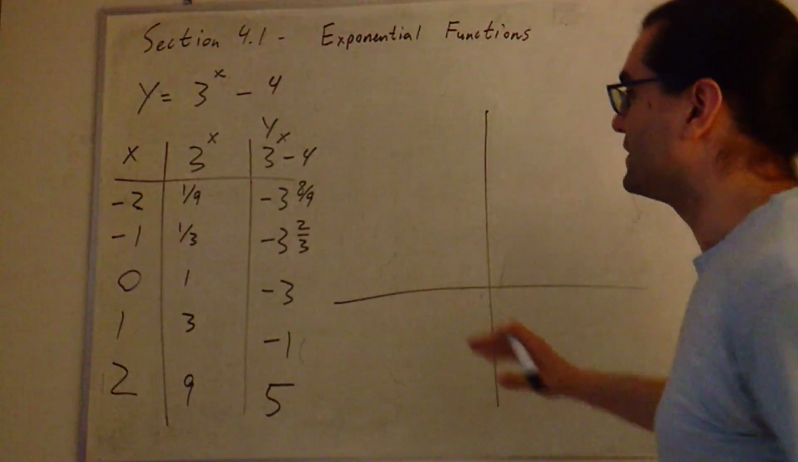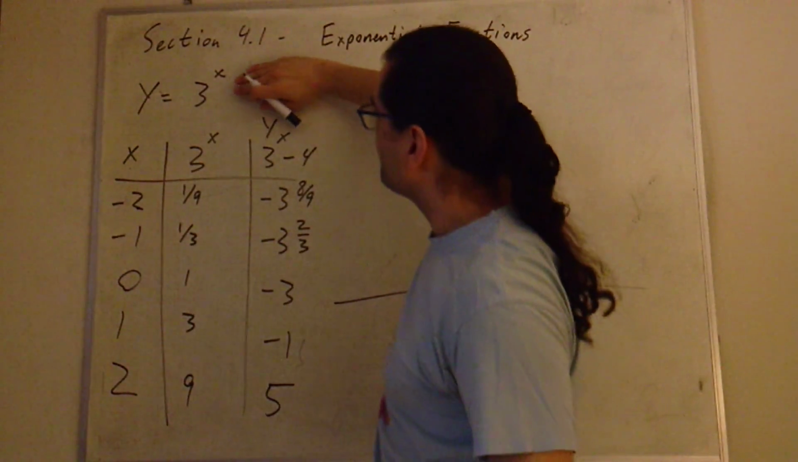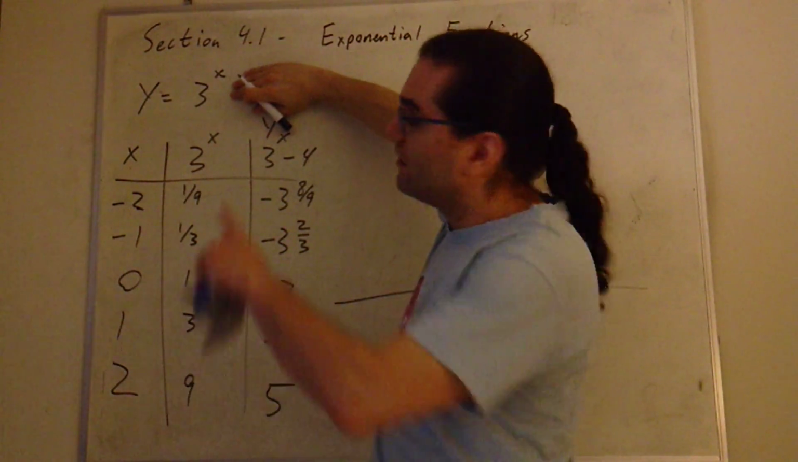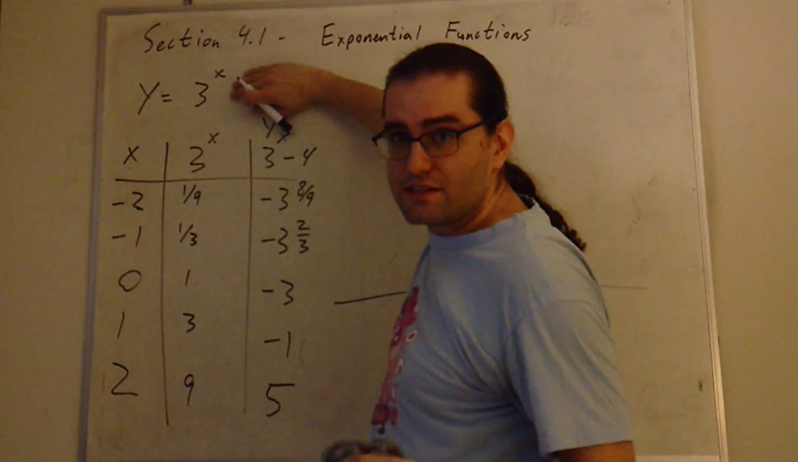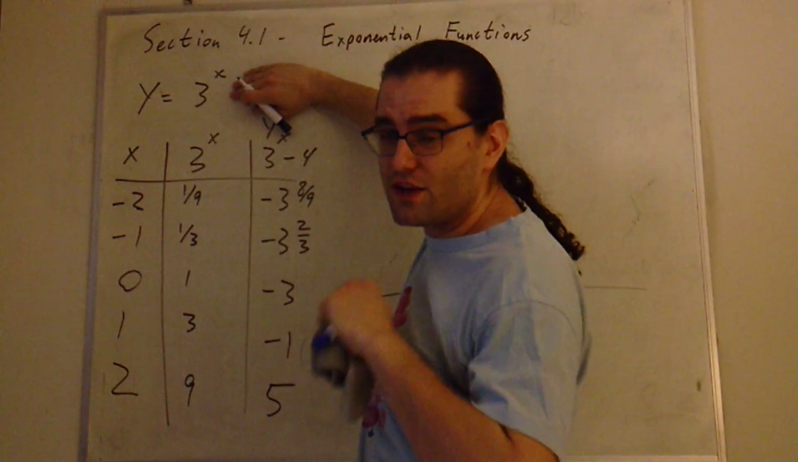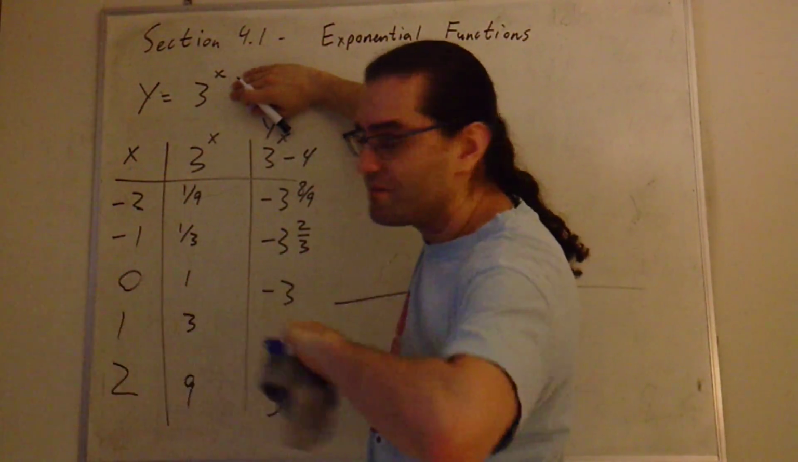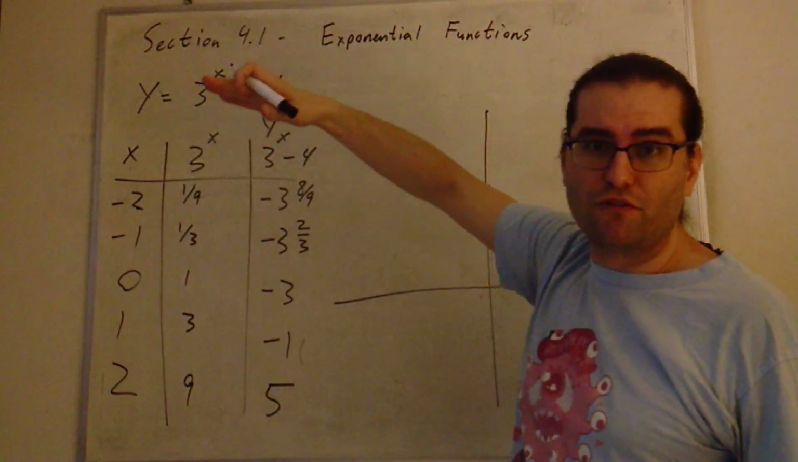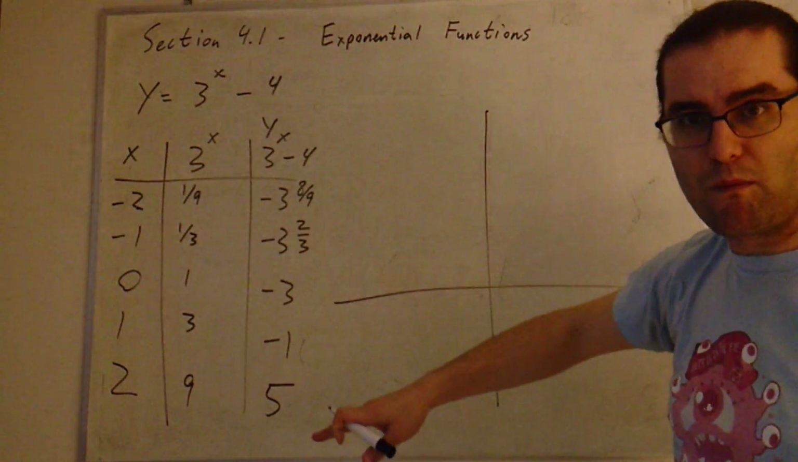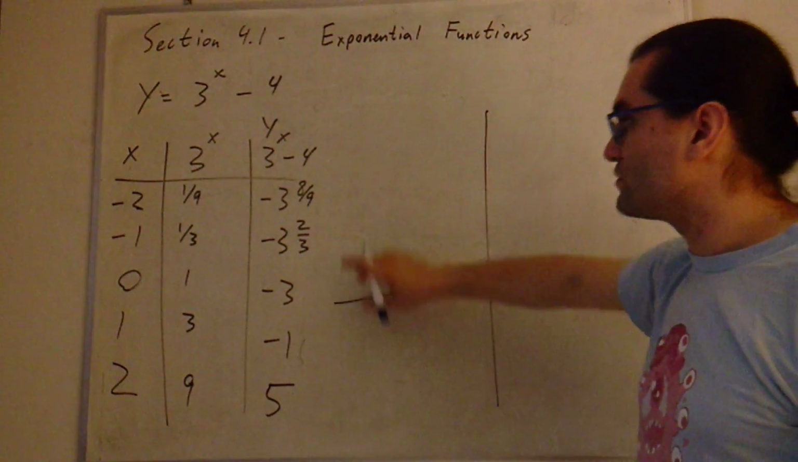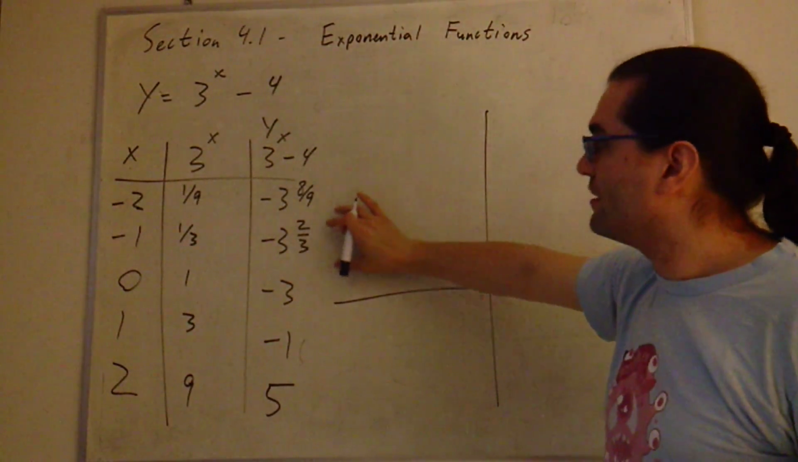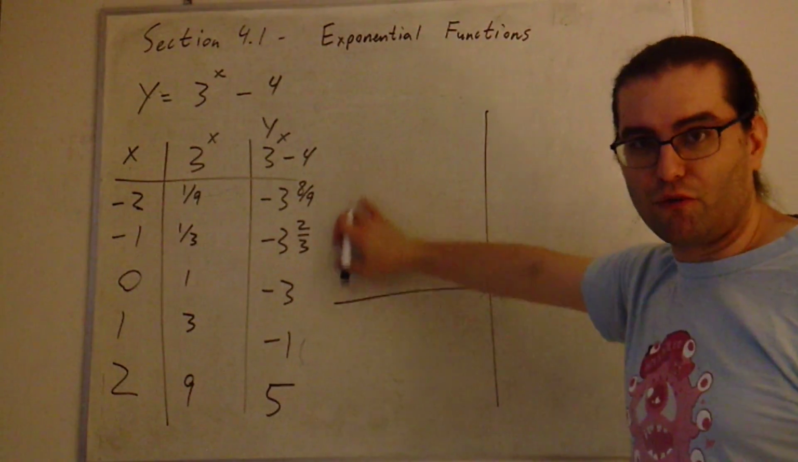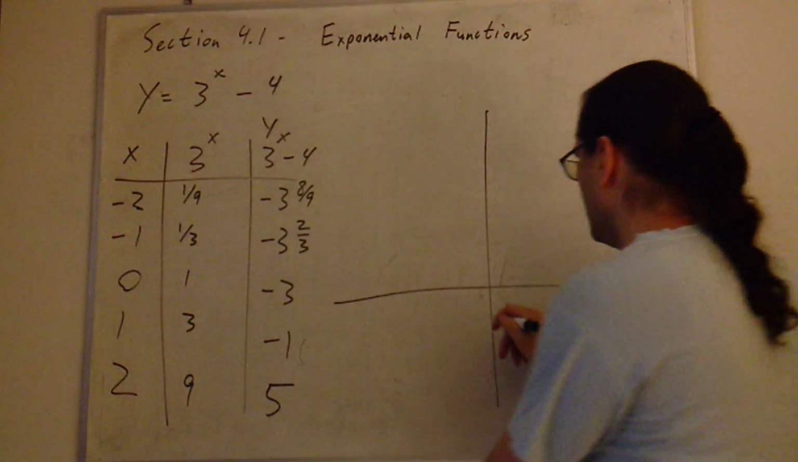Which makes sense, because without this shift, I have y equals 3 to the x, and y equals 3 to the x has a horizontal asymptote at 0. With this shift, the asymptote is going to move 4 units down, so I should be getting numbers here that are getting really close to negative 4 instead of 0. So let me do that.